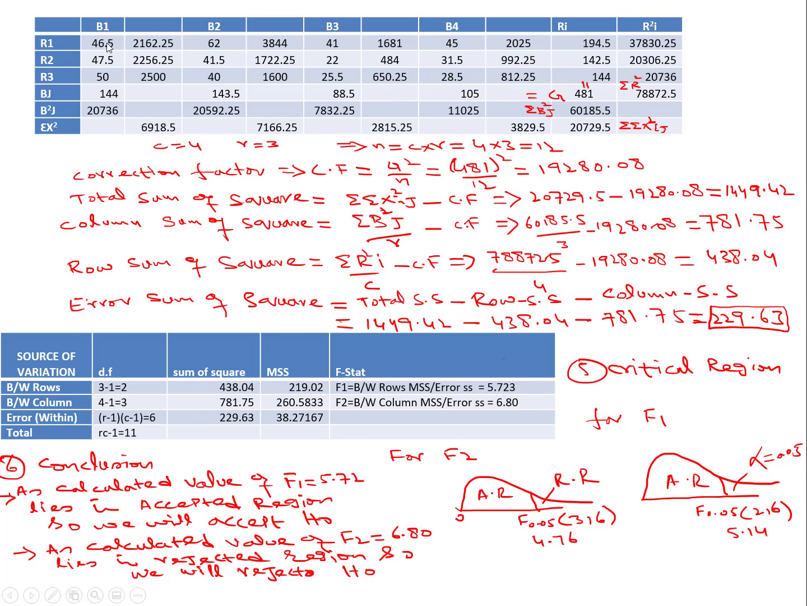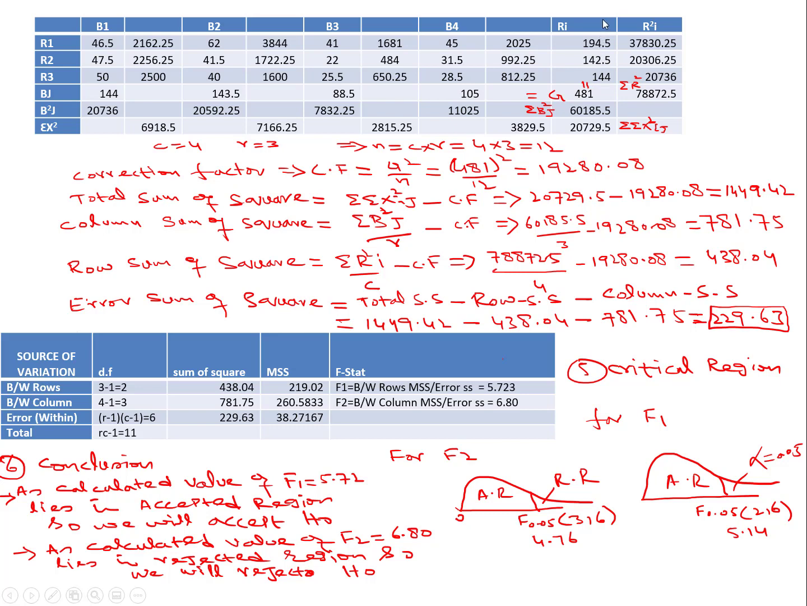And similarly, if you add this row, we will also conduct an analysis for rows. 46.5 plus 62 plus 41 plus 45, it will be 194.5. 47.5 plus 41.5 plus 22 plus 31.5 will be equal to 142.5. 50 plus 40 plus 25.5 plus 28.5 is equal to 144.